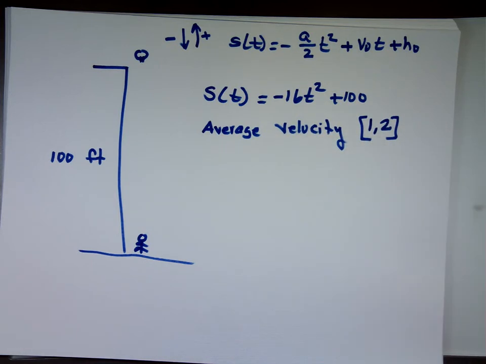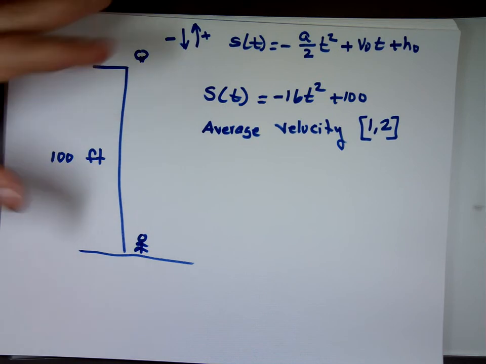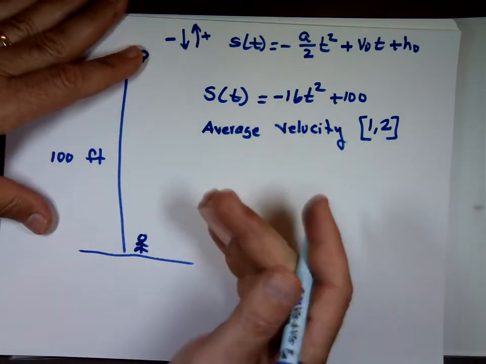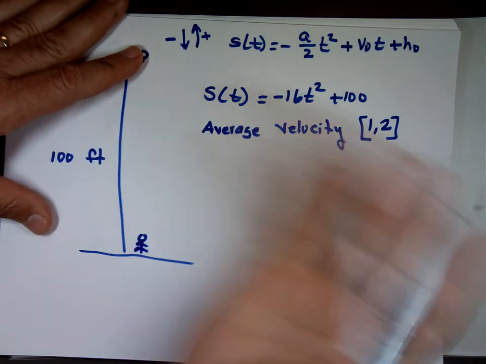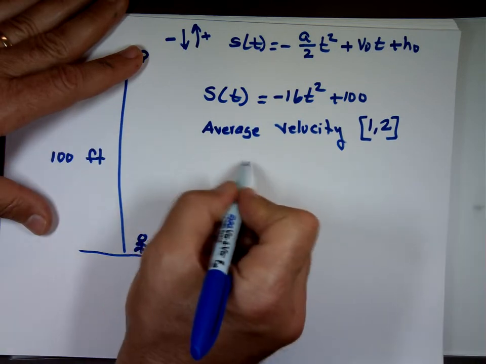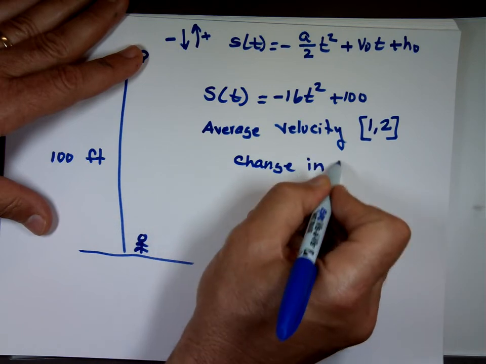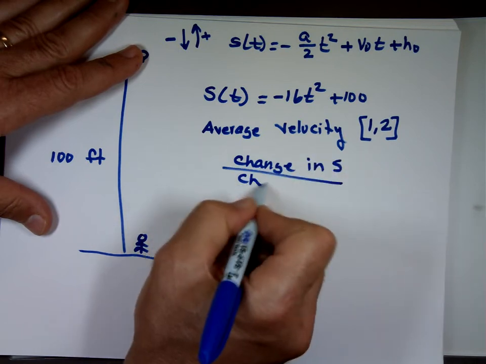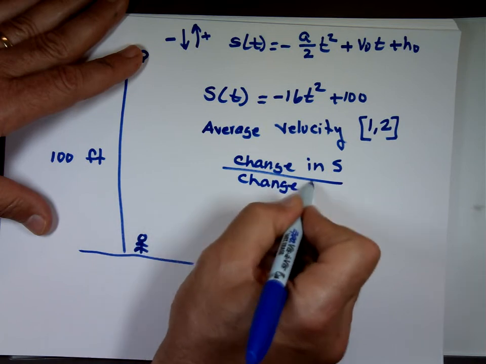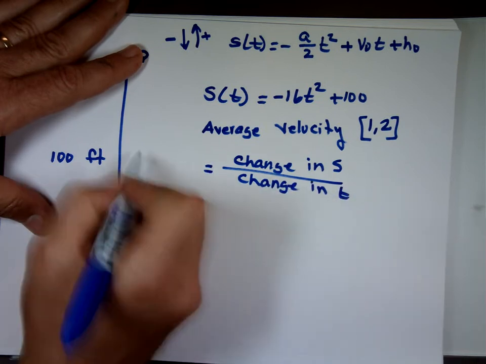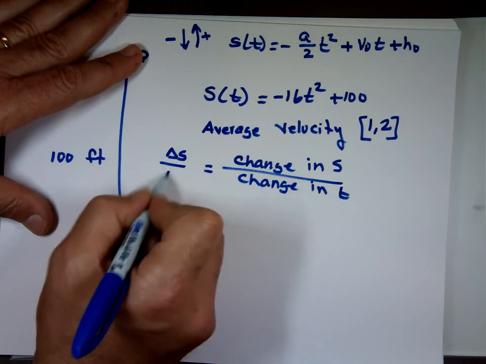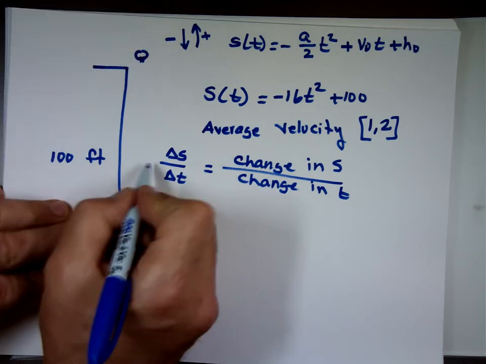So 1 to 2 seconds. Find the average velocity. Well, average velocity, or the word average, if anything, is the rate of change, which is the change in s over the change in time, distance over time. Change in the position over change in time. That's what the velocity, or average velocity, is.